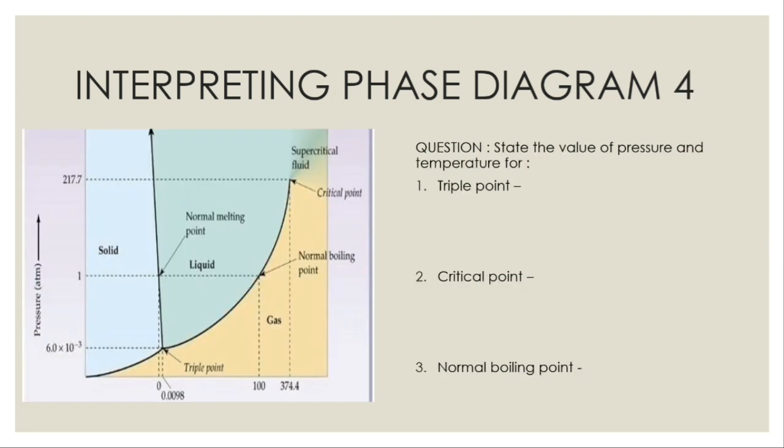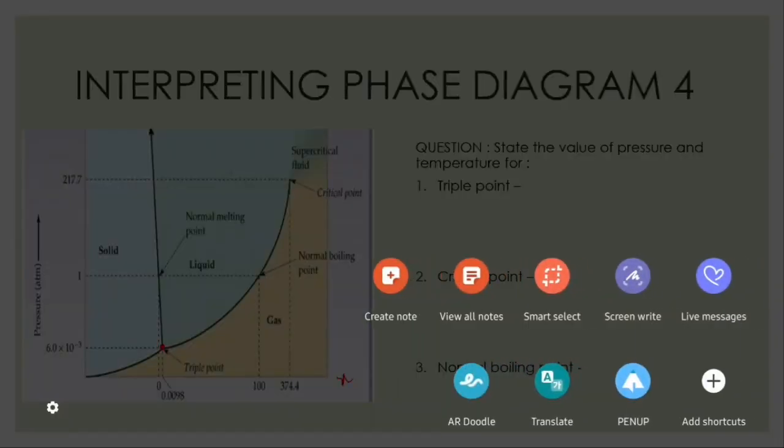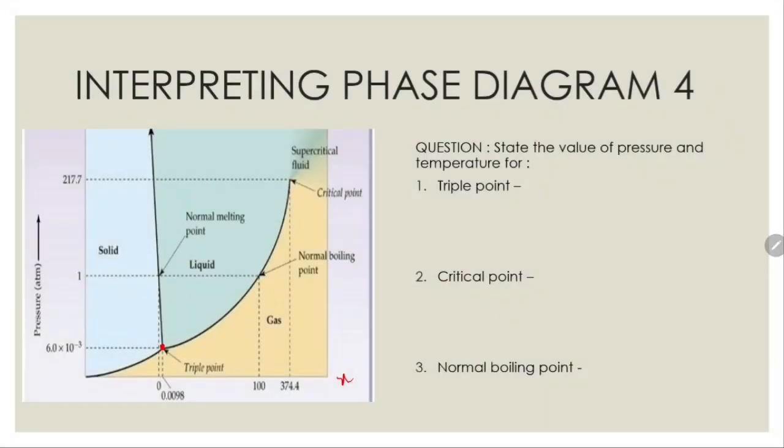Question: state the value of pressure and temperature for the triple point. So this is the triple point. You look at the temperature, which is on your X axis. The triple point is at 0.0098 Kelvin, and at this temperature the pressure of the substance is 6.0 times 10 to the power of negative 3 atm. So you look at the Y value.